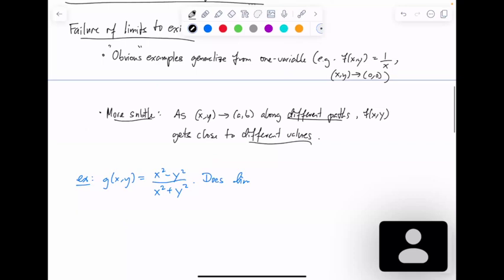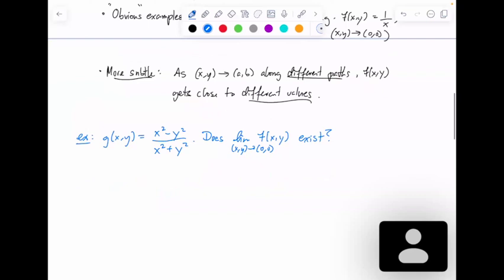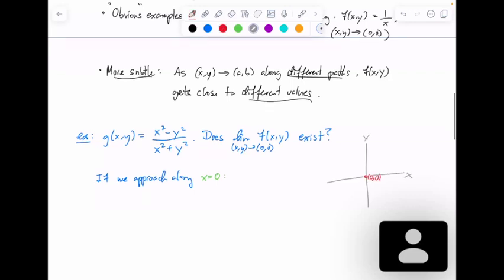So does the limit exist as (x, y) goes to (0, 0)? One thing we could do, replicating what we did visually looking at the table of values, is approach along, let's say, x equals 0. Here's our point (0, 0) in the xy plane, not in our domain. We can approach here along x equals 0, so along this axis here.